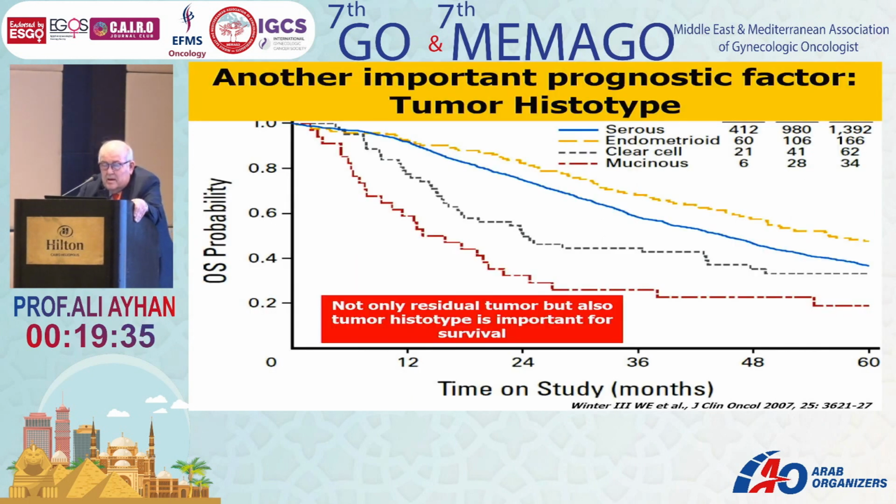Another important prognostic factor is especially histotype. The wild endometrioid type has very high survival, then the next is serous, and the clear cell, and also mucinous tumors. Mucinous tumors, as you know, are infiltrative and expansive type. Expansive is better than the infiltrative one.